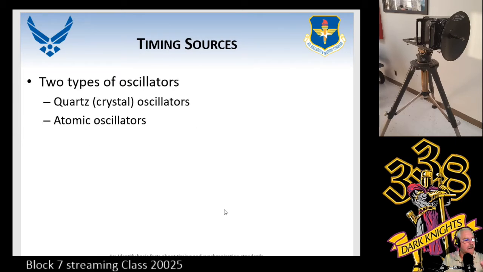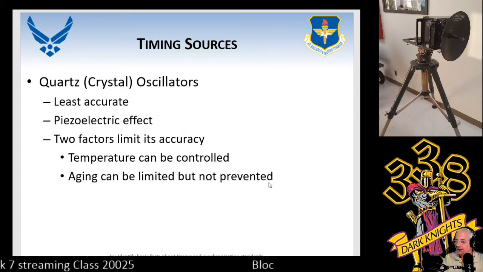There are two different types of oscillators that we deal with, quartz and atomic. Quartz is the least accurate. It uses something called the piezoelectric effect. So, Airman Green, do you have any idea what the piezoelectric effect is?